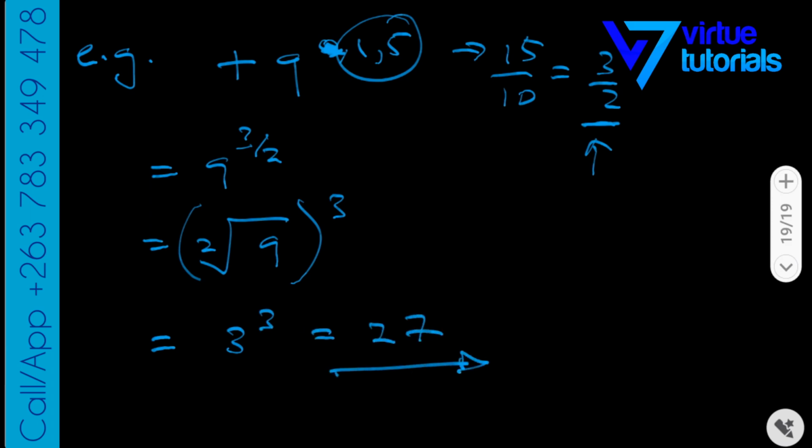27. So I hope these examples are useful and they'll help you navigate through the questions. This is all you really need to know about the laws of indices. This should be enough for the exam.